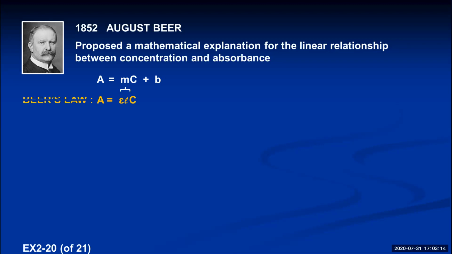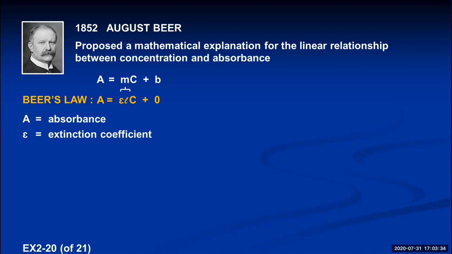And we actually call this today Beer's law. Absorbance equals epsilon times L times C. Technically, you would say plus 0 because the intercept's supposed to be 0, but they usually just leave that out. So this is called Beer's law. What do each of the variables stand for? A is the absorbance. The epsilon is called an extinction coefficient.